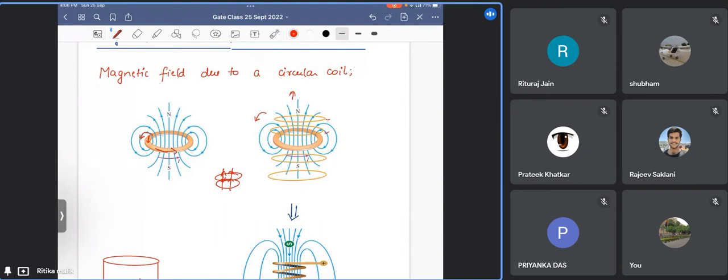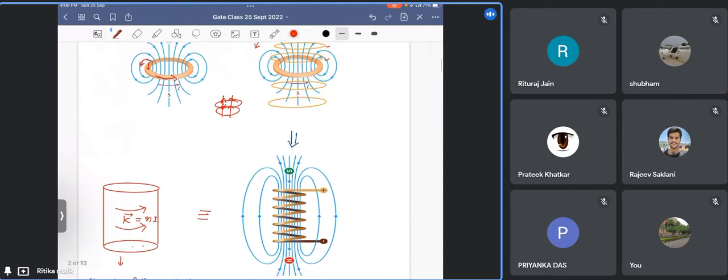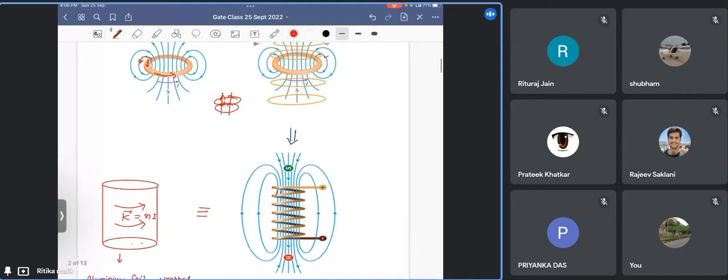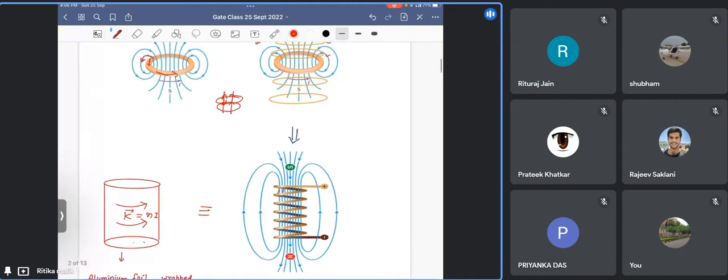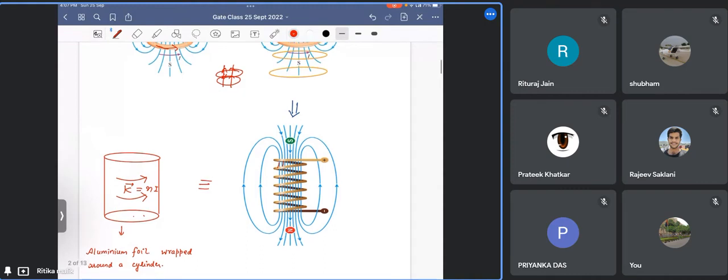So basically, a solenoid is this combination of circular coils in the form of a spring, and they are very close together such that the magnetic field is almost a straight line inside the solenoid. And this magnetic field is very strong and it is uniform as well. So a solenoid is used to create a strong uniform magnetic field by a combination of these circular coils.